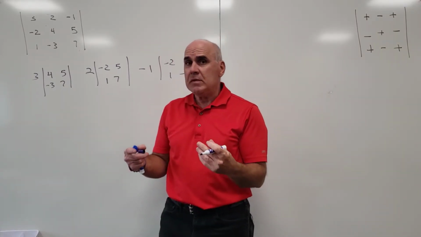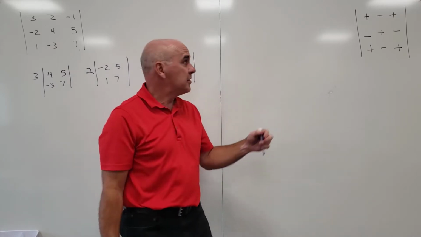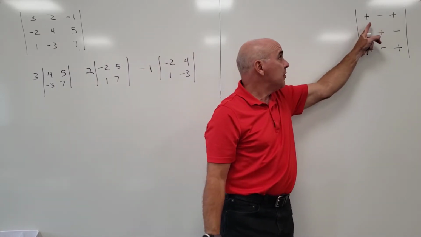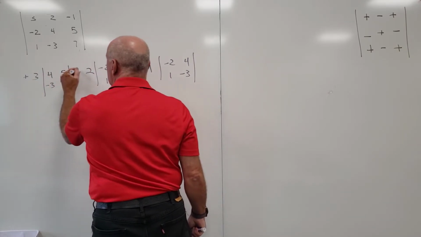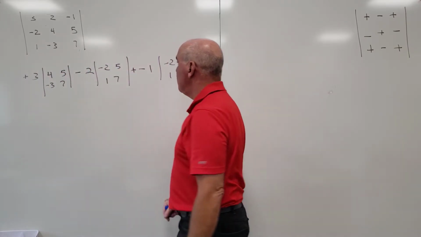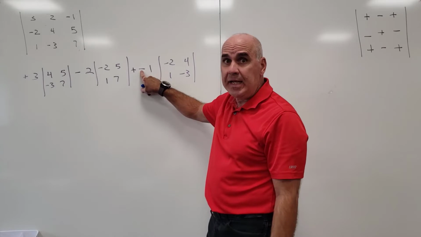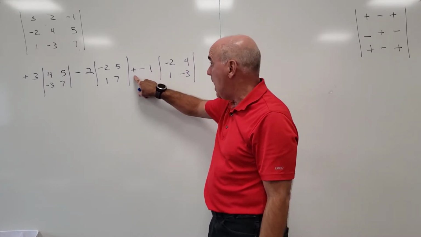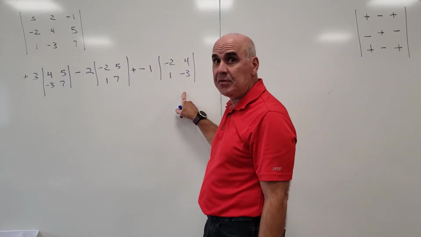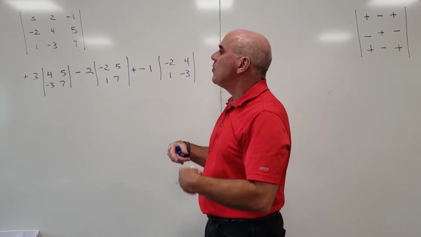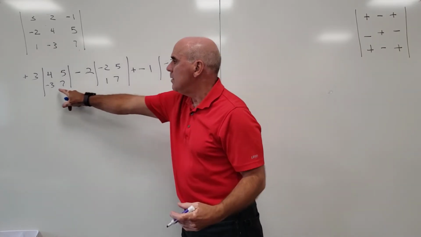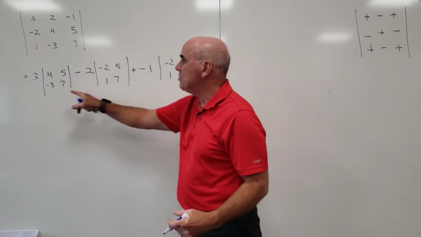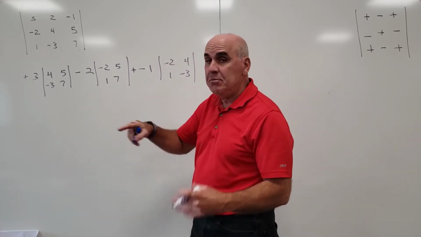Then I have to look at the plus-minus arrangement. I've got that up here: positive, negative, positive, so this is plus, minus, plus. Now that doesn't change the -1 to a plus. It says add -1 times this. So now we're going to evaluate each of these minors, and they're 2 by 2s.